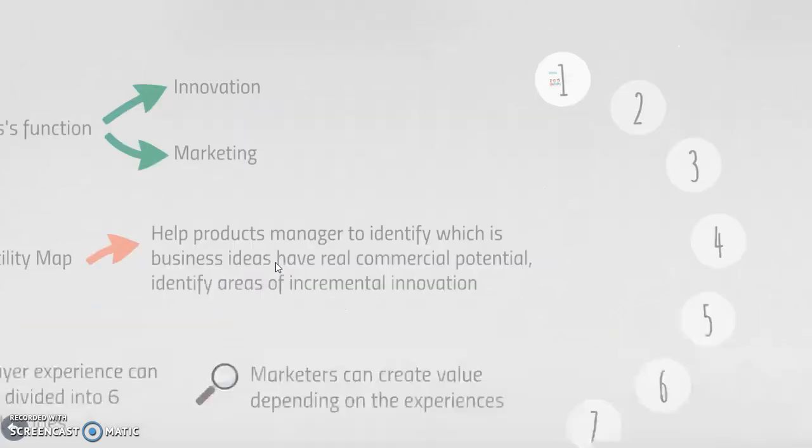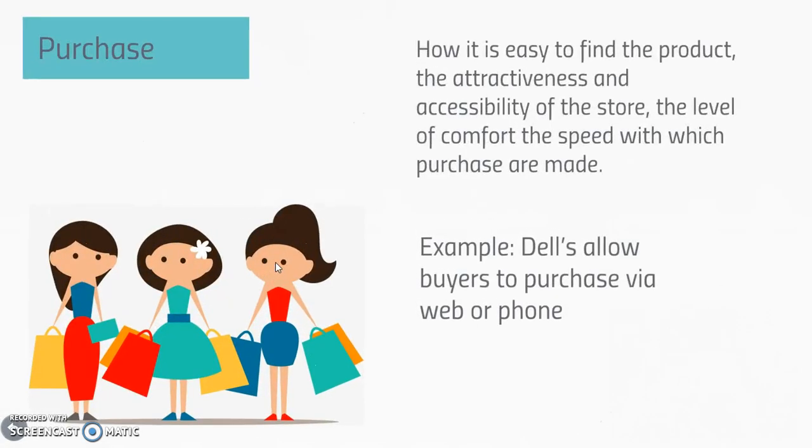So the first is purchase. Purchase is how easy it is to find the product, the attractiveness and accessibility of the store, the level of comfort, the speed with which purchases are made. For example, the company Dell allows the buyers to purchase the products via web or phone.